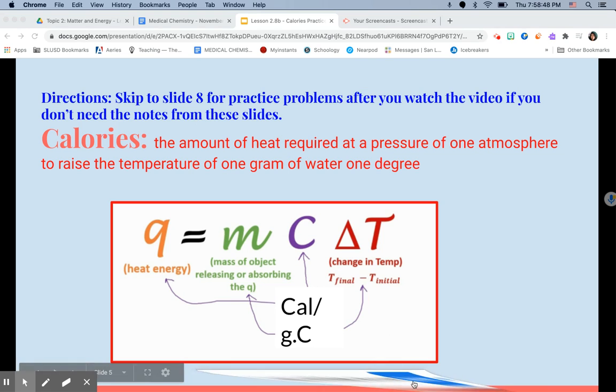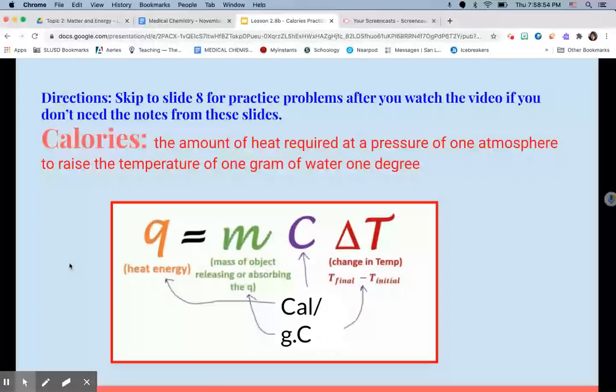Right, so in this video, lesson 2.8b, we're going to go over some practice problems related to calculating calories. Something that would be helpful would be to have the equation on a scratch sheet of paper on the side as you do these problems with me.